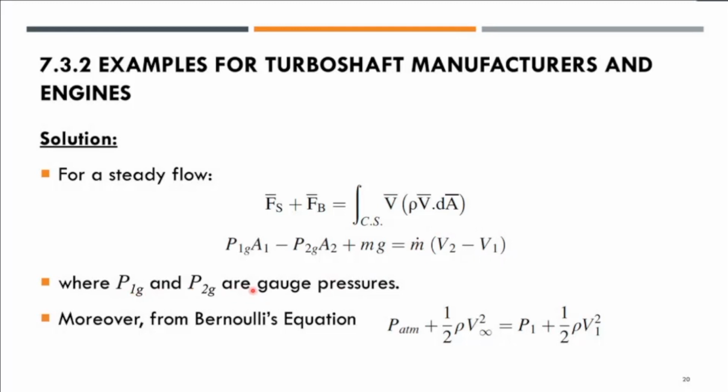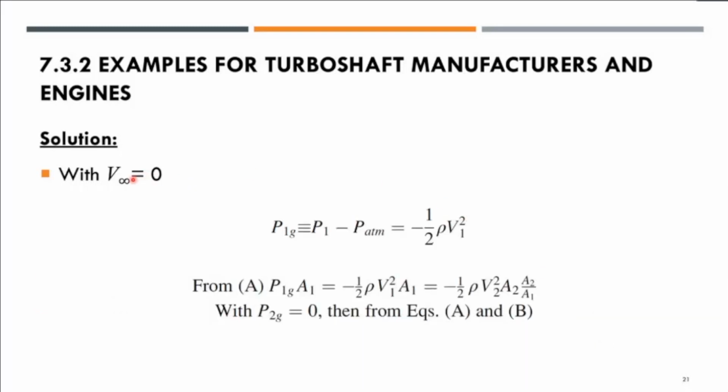P1G and P2G are basically the gauge pressures at station 1 and station 2. Moreover, from Bernoulli's equation, we can express them in terms of the atmospheric pressure plus the dynamic pressure, basically the kinetic energy, at station 1 as well as station number 2.